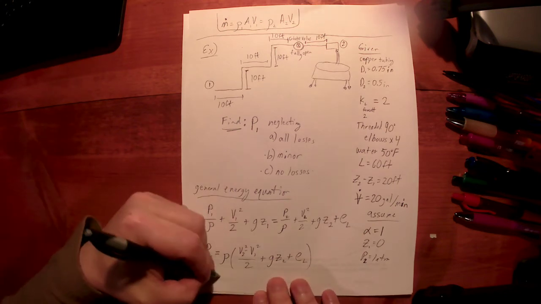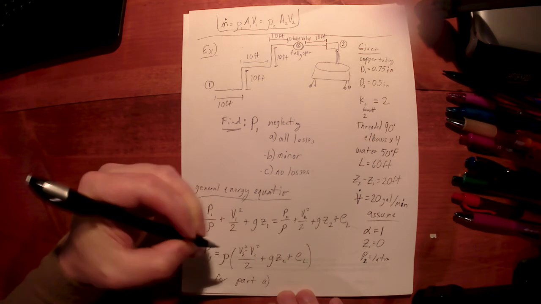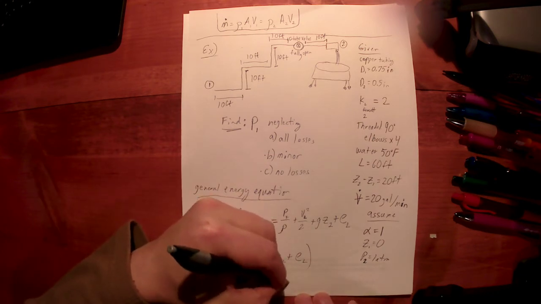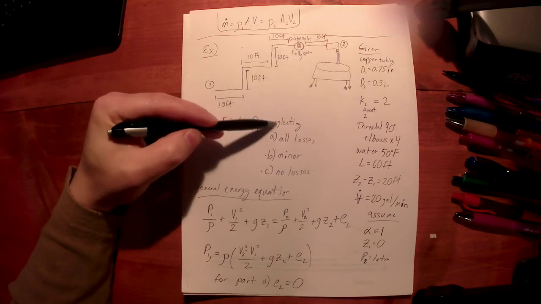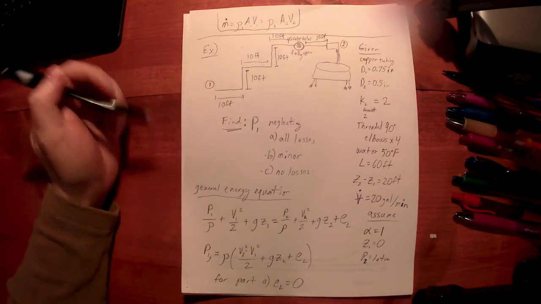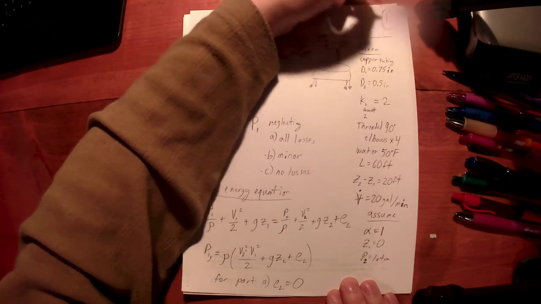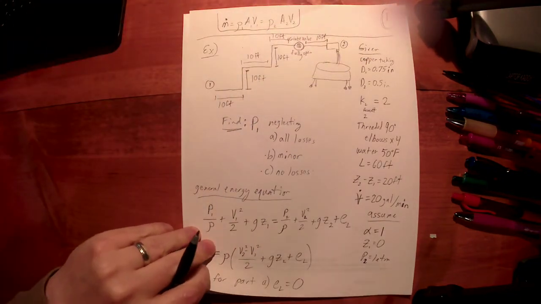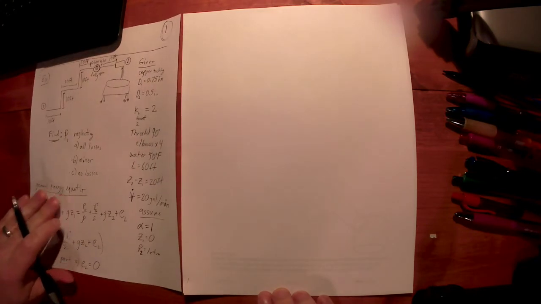Now, for part A, they want you to assume the energy loss is 0. Right? Find the inlet pressure, neglecting all losses. So for part A, let's label this page 1 up here. For part A, we're going to assume that the energy loss is just going to be 0. I can move my laptop back. There we go.